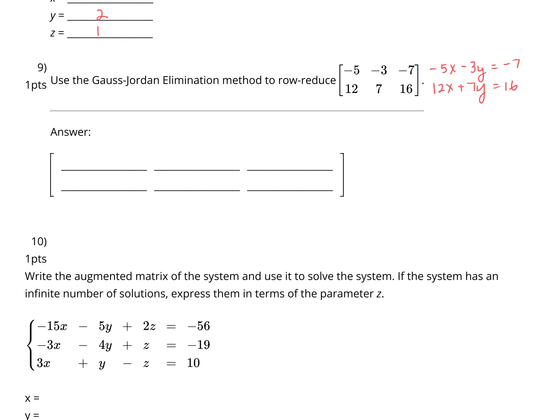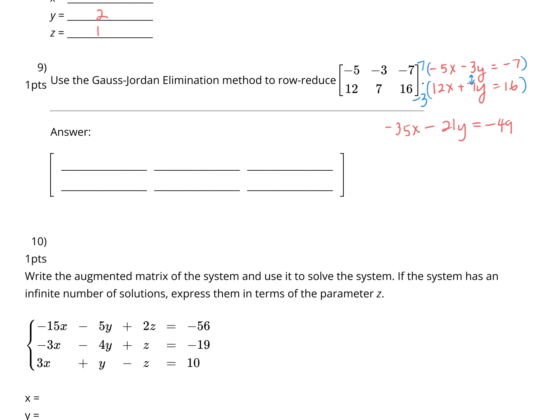And I'm going to use the elimination method. Since the y coefficients are smaller, I'm going to use those. And I'm simply going to multiply them by each other. Since the coefficient of y in the top one is -3, I'm going to multiply the bottom equation by -3 and the top equation by 7. So I'm just multiplying these by each other. So that's going to be -35x minus 21y is equal to -49.